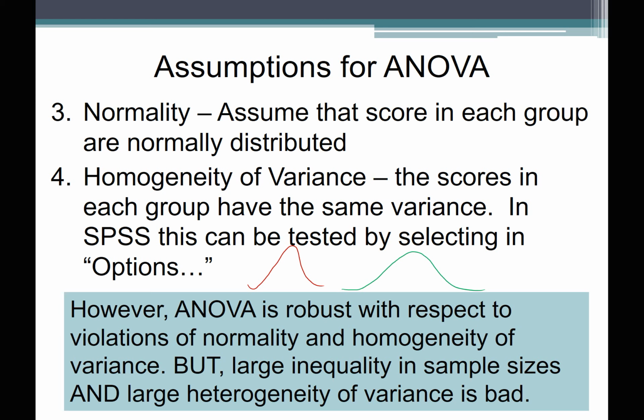And of course, in ANOVA, we're dealing with more than two groups, so maybe we have that red group there, the green one here, and then we have this orange group that's really peaked, right? So if we have very different sample sizes in these different groups, and we have very big differences in variance, then that's when it tends to be an issue.